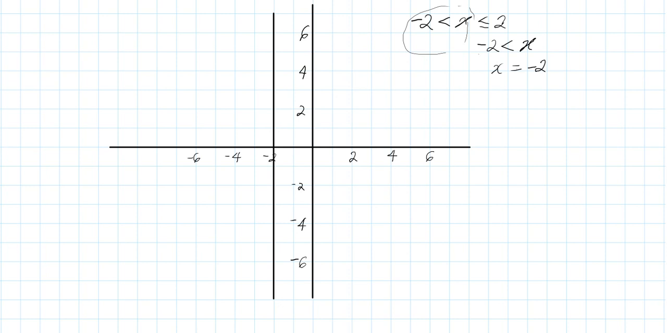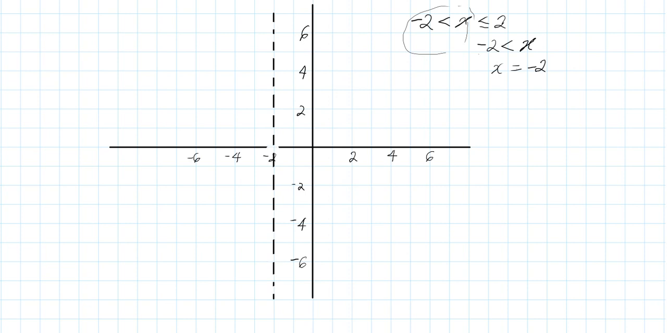Now, since it is less than, we have to get it to be a broken line. So this will be a broken line, it shouldn't be a solid line because it is less than. It can only be a solid line if it is less than or equal to. So since it's less than, it can only be a broken line.